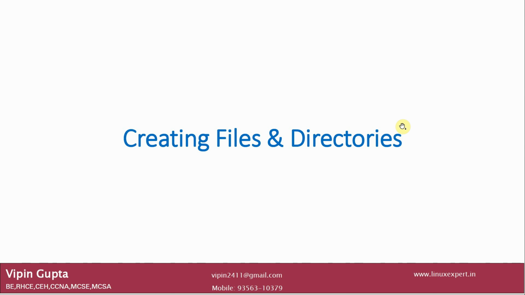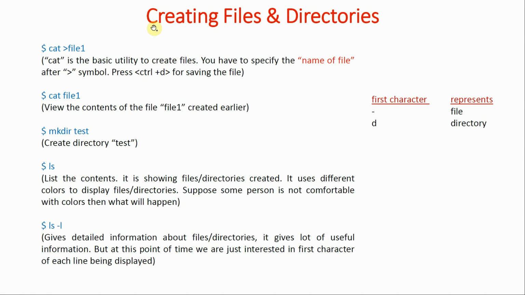In this lecture, we will be looking at how to create the files and directory. We will be creating the file by using the cat command. Cat, then we will specify the name of the file. In our case, we will be creating the file1, and we will be specifying the greater than symbol. Then we will type some data, and with Control D, we are going to save the file.